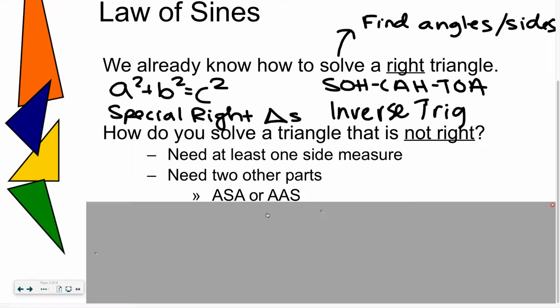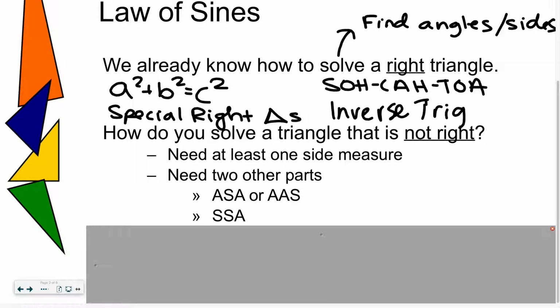Versus angle, angle, side, I know two angles and then one side that's not in between the two angles. We're going to talk about that one. We'll do an example of that today. This uses the law of sines. And what else uses the law of sines?